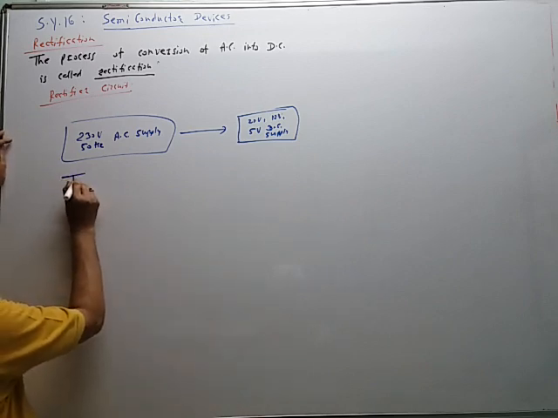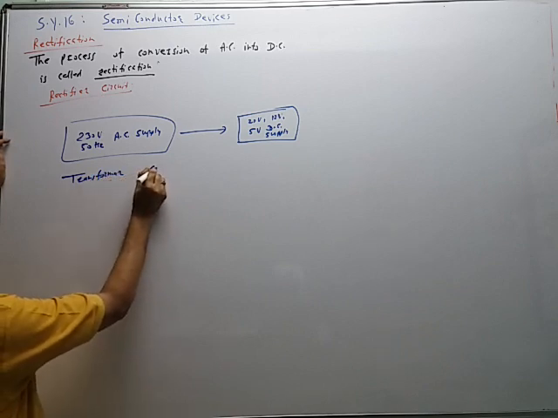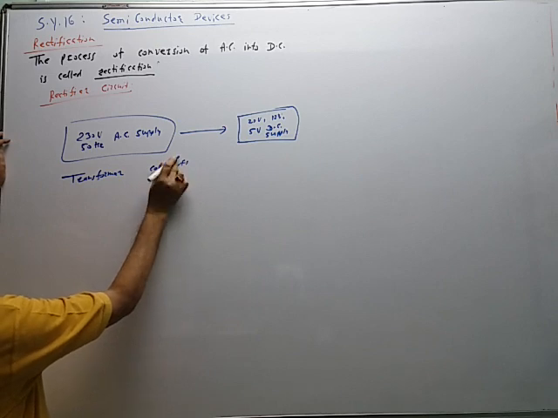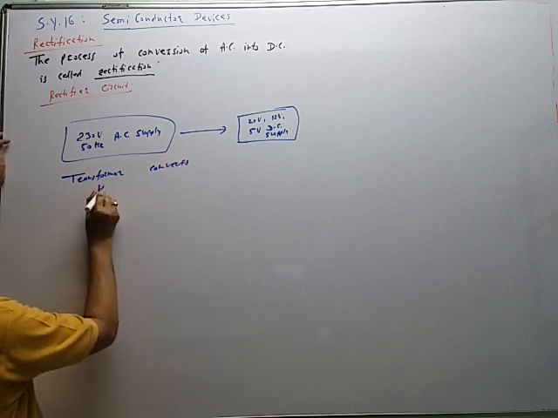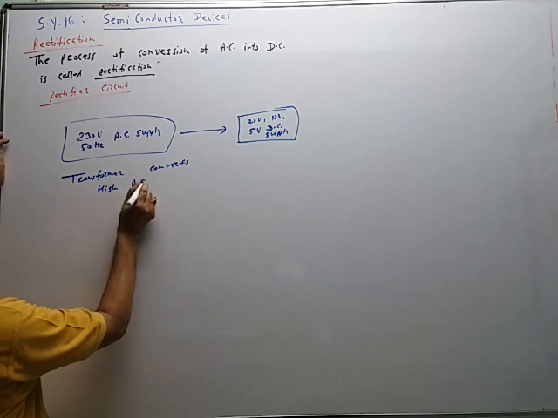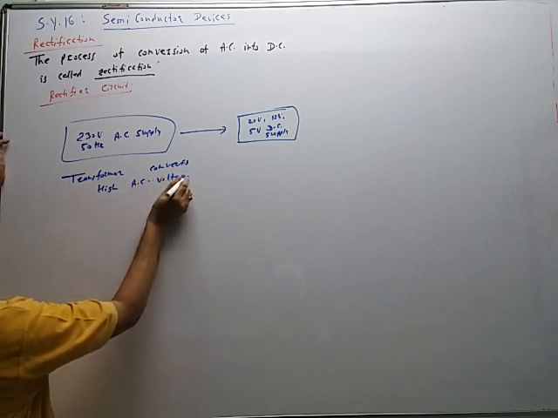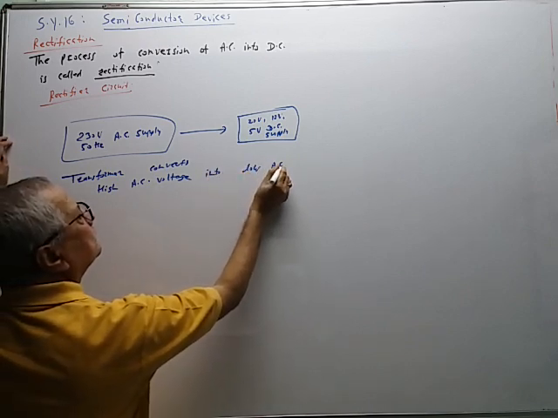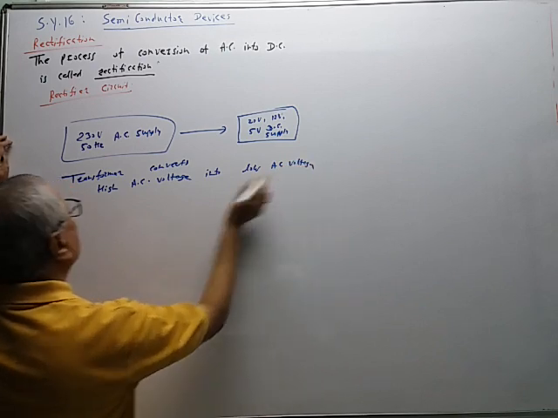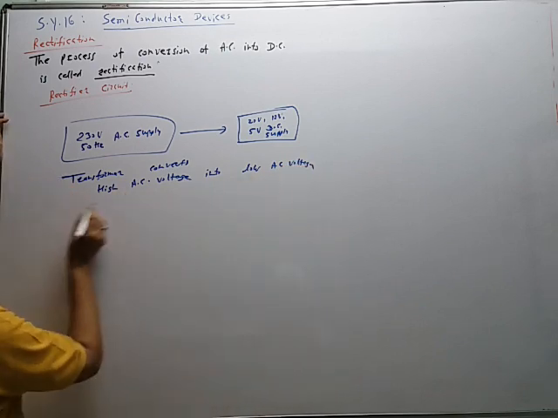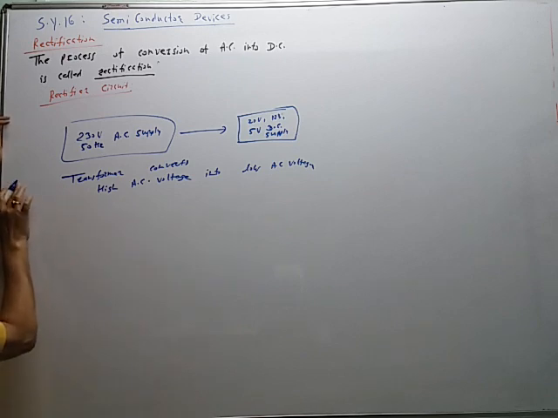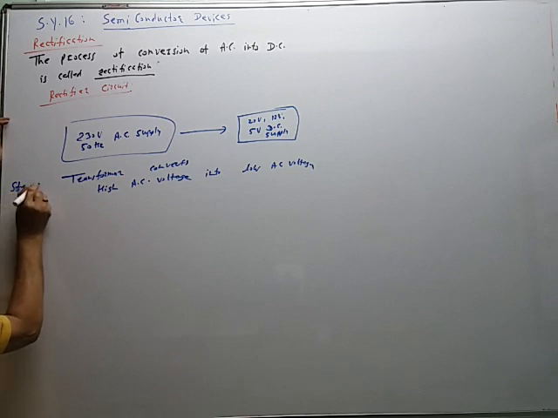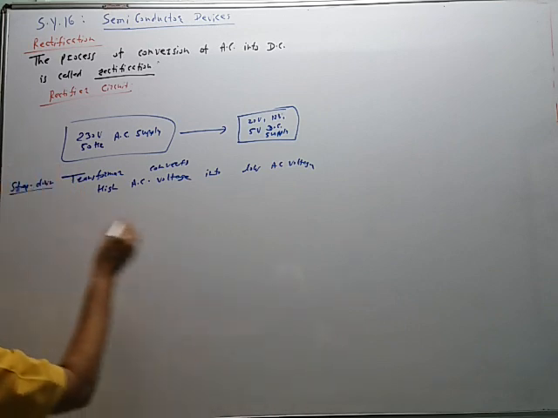A transformer's theory we know. Transformer converts high AC voltages into low AC voltages. So this transformer is a step down transformer, and we know its arrangement.